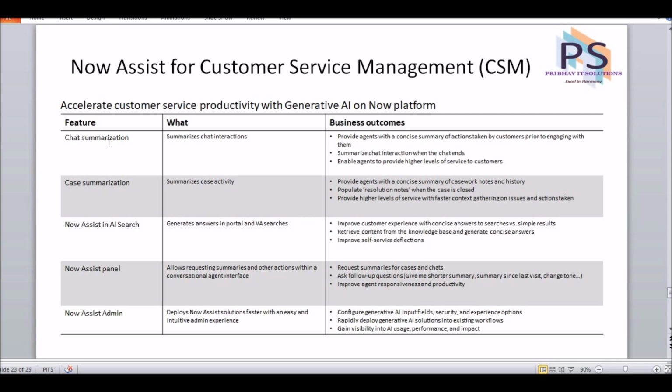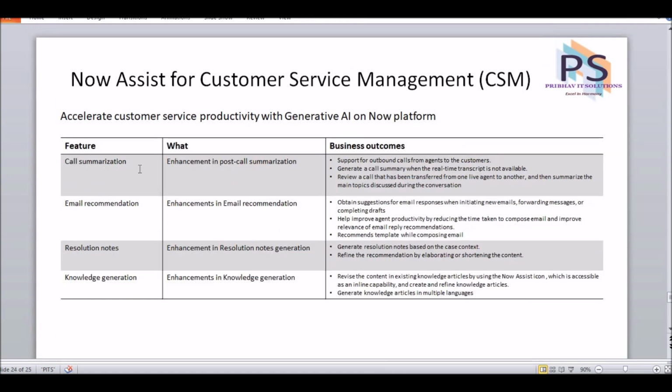It can be for the same day, and it can be for historical days as well. Similarly, it can also summarize the case. If it needs to be escalated, probably the escalation manager would require a case summarization so that they can understand it quickly and take action. Now Assist in AI Search also helps with it. And we have the Now Assist admin module now to manage all AI related, Now Assist related solutions.